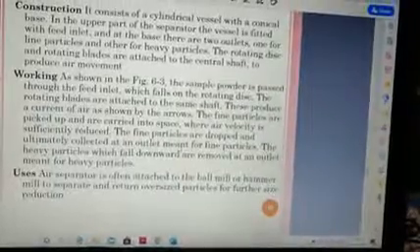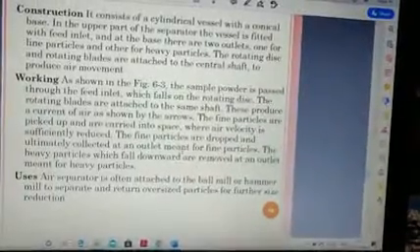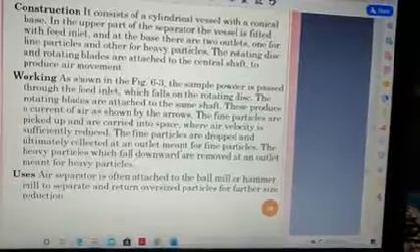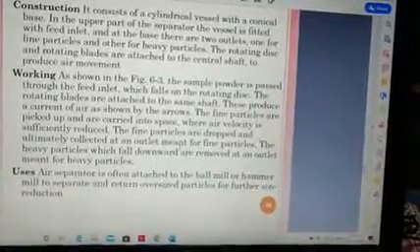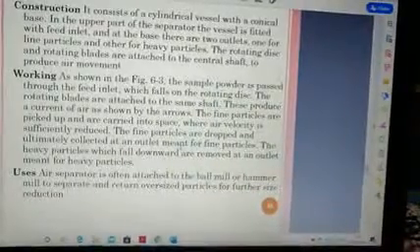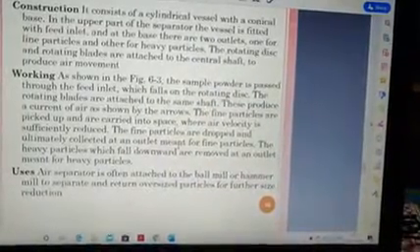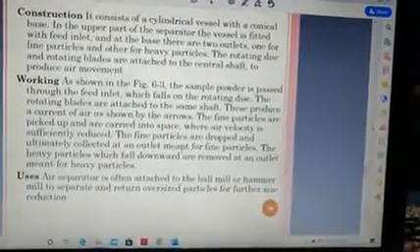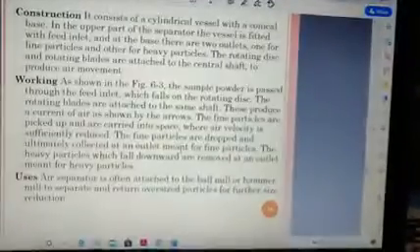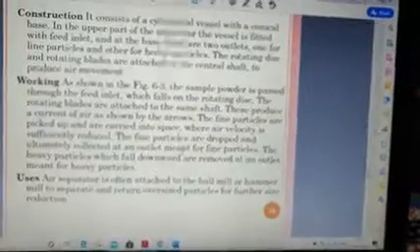Uses: the air separator is often attached to the ball mill or hammer mill to separate and return oversized particles for further size reduction. So this can be used in conjunction with a ball mill or hammer mill, so that whatever coarse particles are left, that is oversized particles, are again moved back to the mill, and then further particle size reduction can take place.